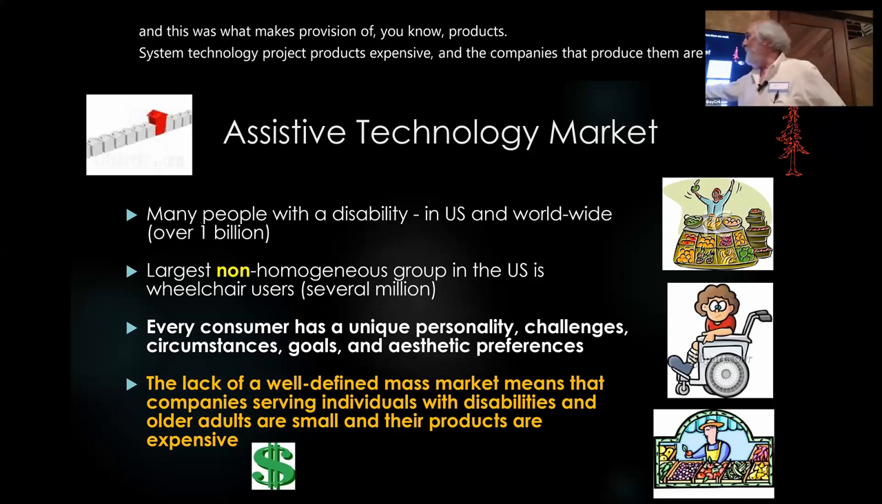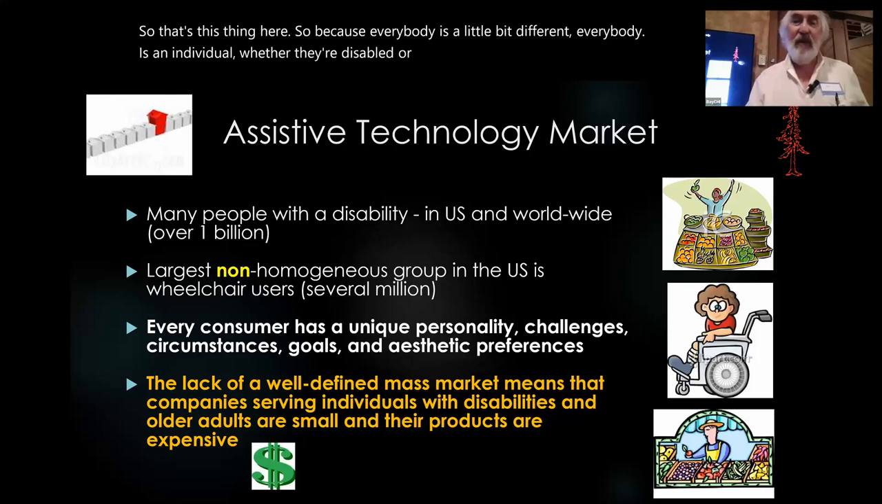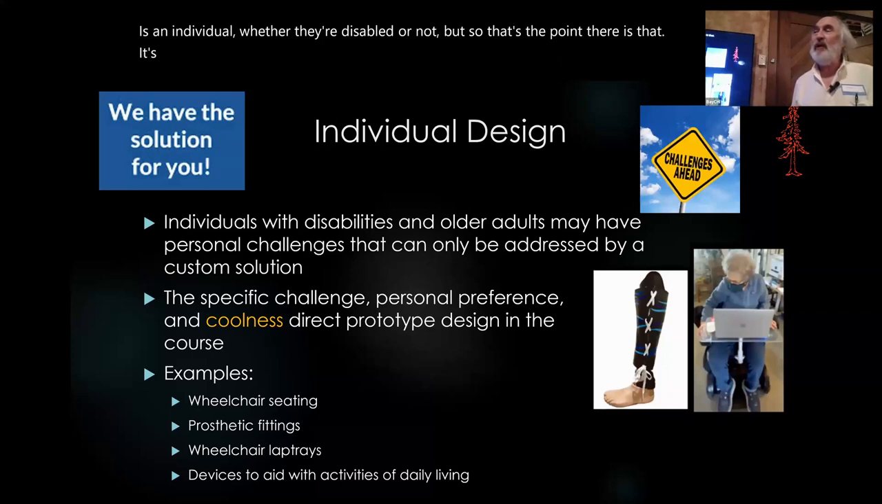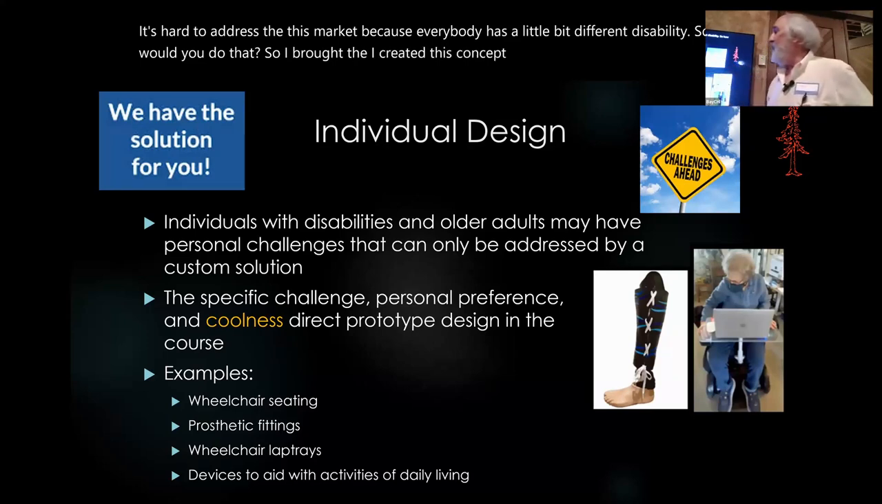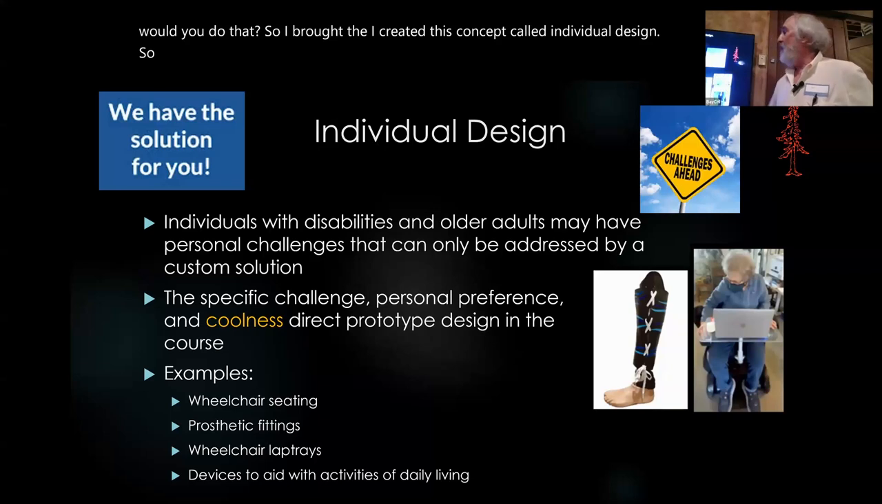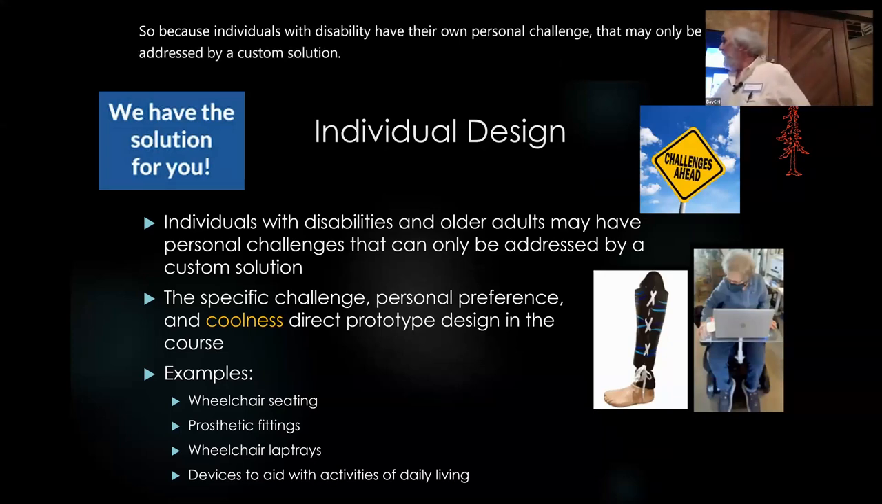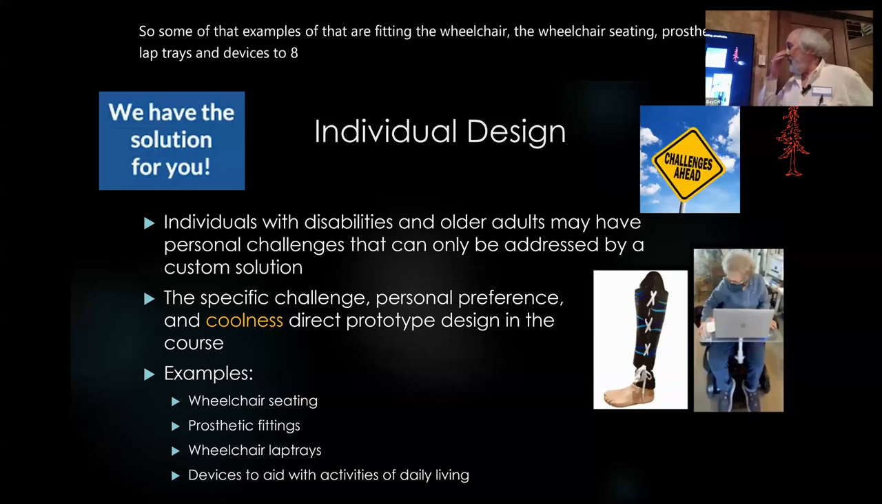So that's this thing here. Because everybody is a little bit different, everybody is an individual, whether they're disabled or not. But that's the point there, it's hard to address this market because everybody has a little bit different disability. So how would you do that? So I created this concept called individual design. Because individuals with disability have their own personal challenge that may only be addressed by a custom solution. Some examples of that are fitting the wheelchair seating, prosthetics, lap trays and devices to aid people in activities of daily living.